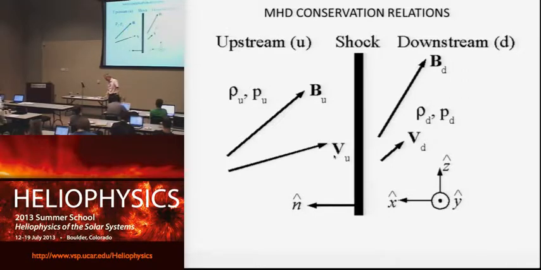And so I simply label the upstream quantities with subscript U, the downstream quantities with subscript D, and the shock normal is N, so if you see a subscript N, that means the normal component. If you see a subscript T, it means the tangential component, in other words, in the plane of the shock surface.